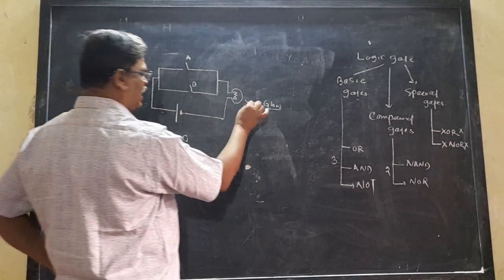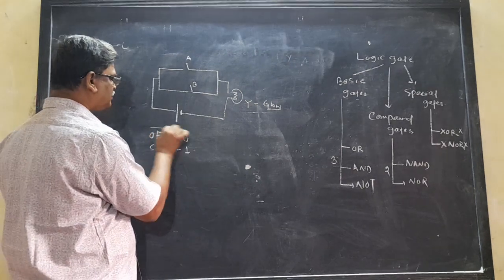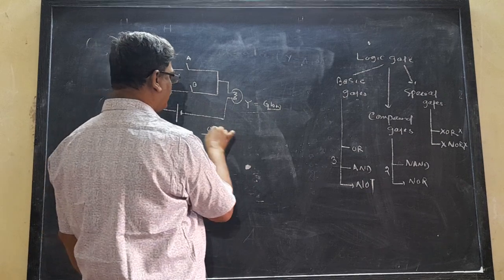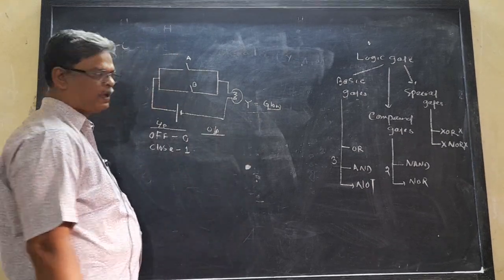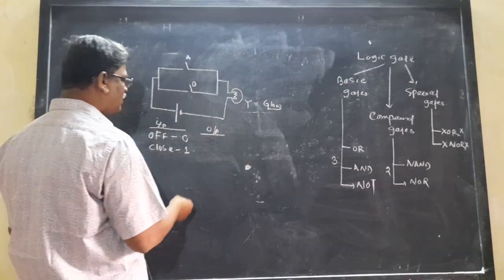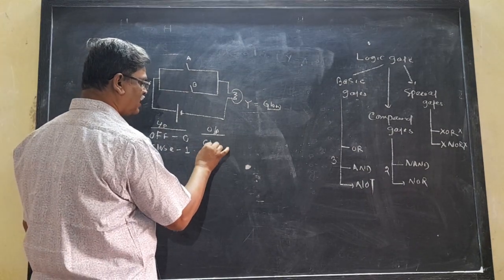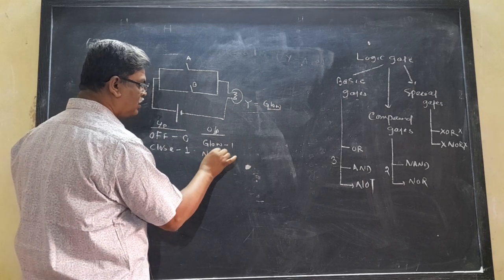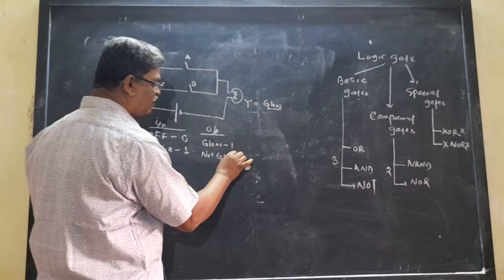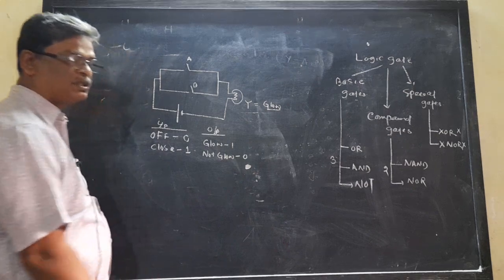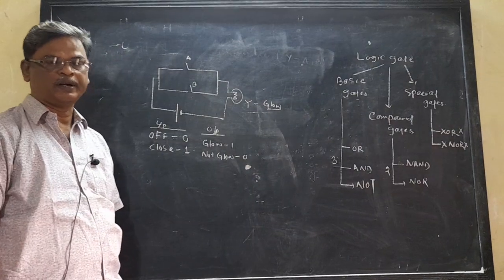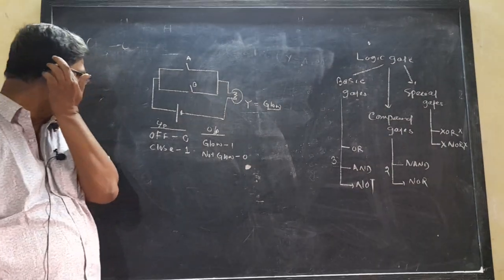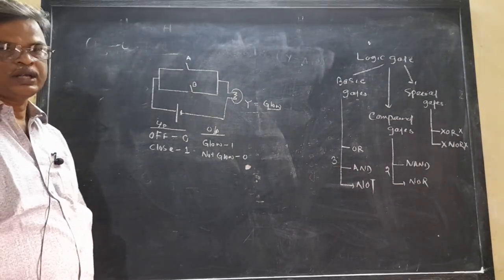Now the output. The output is the bulb. If the bulb glows, then it is 1. If it does not glow, then it is 0. These are the output state conditions. We represent the standby condition by 0 and 1, since it is a digital circuit: all the inputs and outputs are represented by the digits 0 and 1.